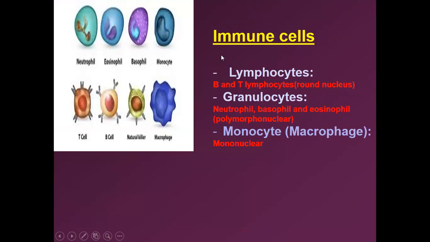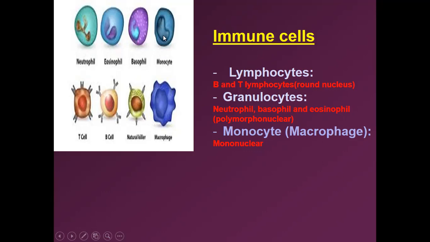So, summing up, the immune cells could be lymphocytes, granulocytes, or monocytes. The lymphocytes could be B and T lymphocytes, and the nucleus of B and T lymphocytes is round. The granulocytes, neutrophil, basophil, and eosinophil, are polymorphonuclear, because the nucleus has different forms, different shapes. The monocyte or macrophage is mononuclear.